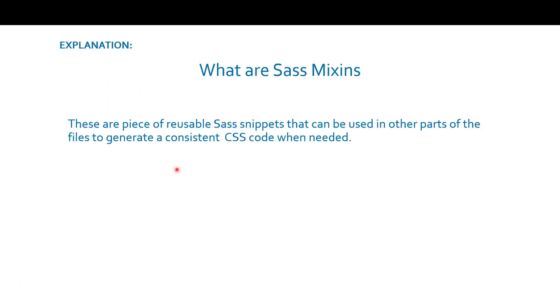What are Sass mixins? Essentially, Sass mixins are pieces of reusable CSS and Sass snippets that we can use in other parts of our project or our file in order to generate consistent CSS code. Basically, Sass mixins are a chunk of code that we want to use repeatedly in other parts of our project. Those chunks of code, we put them inside a function called a mixin. So every chunk of code that we want to use repeatedly, we put inside mixins.